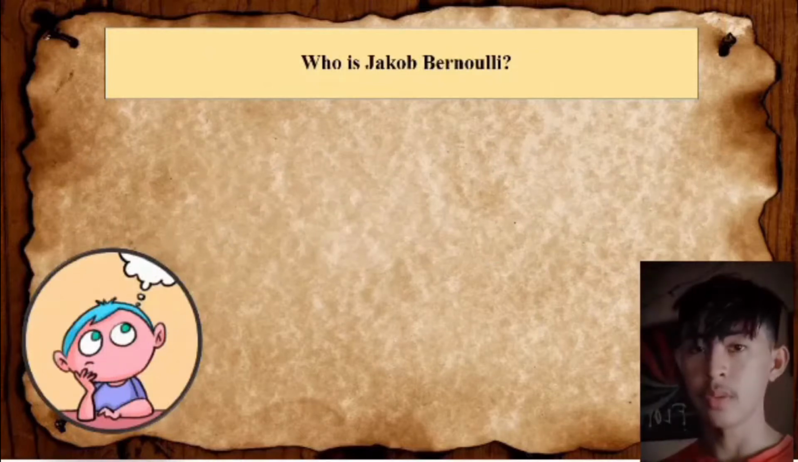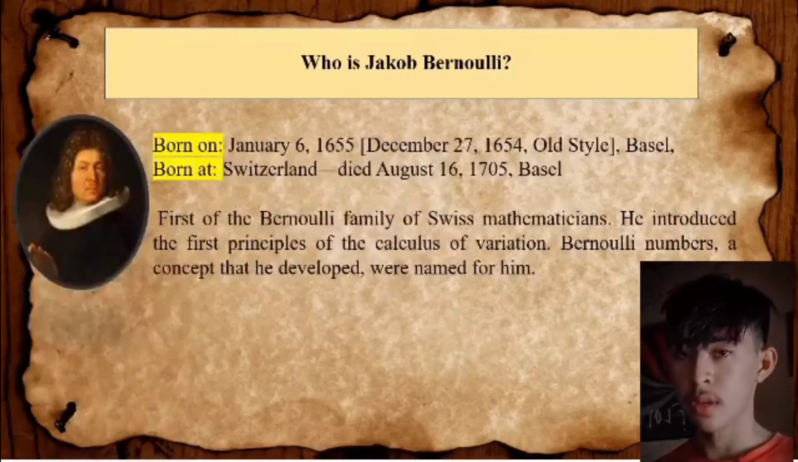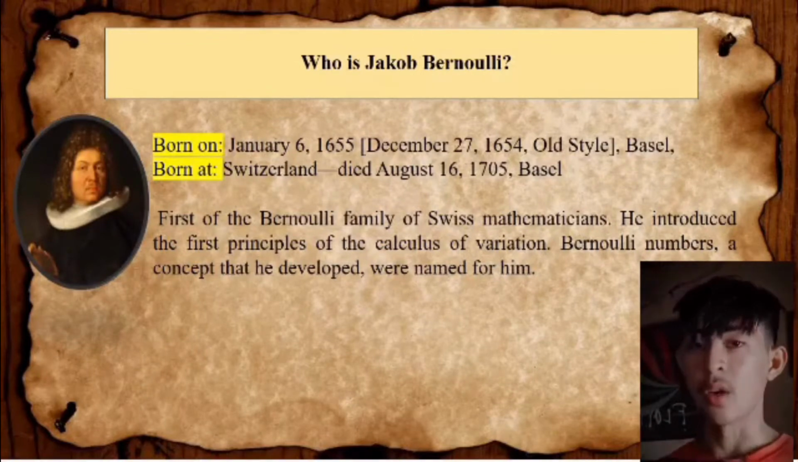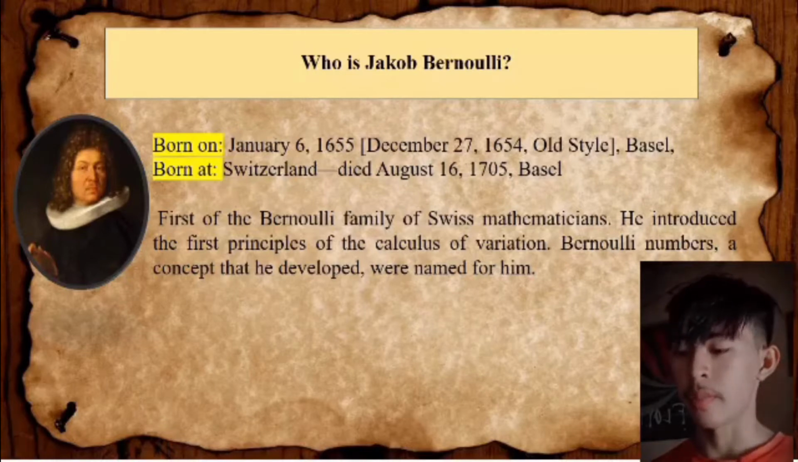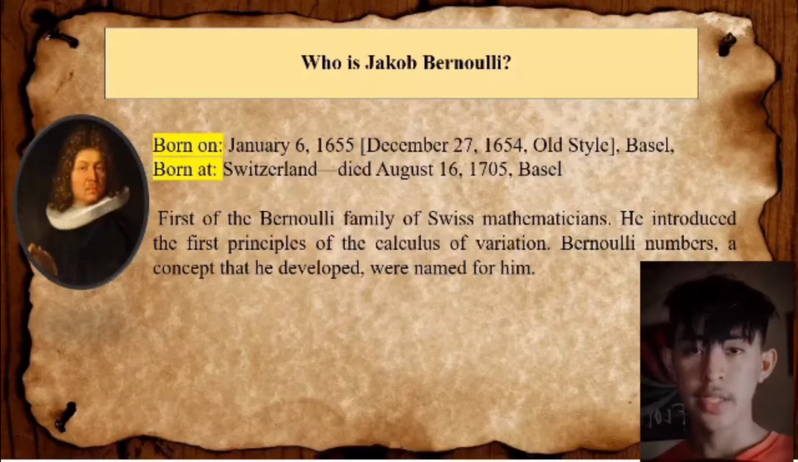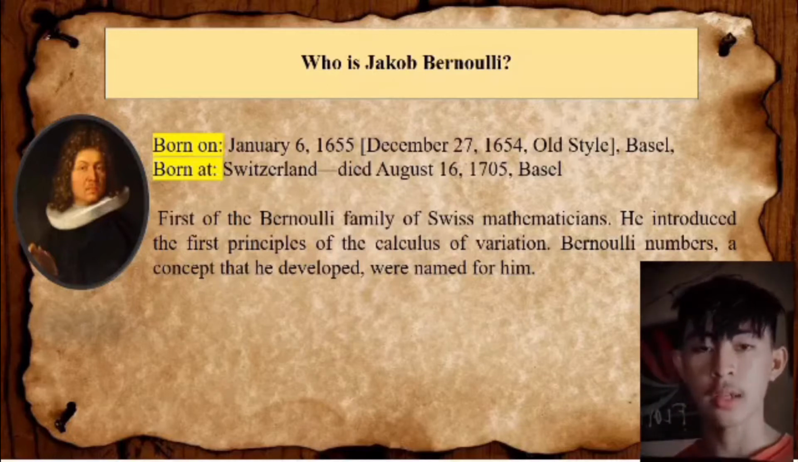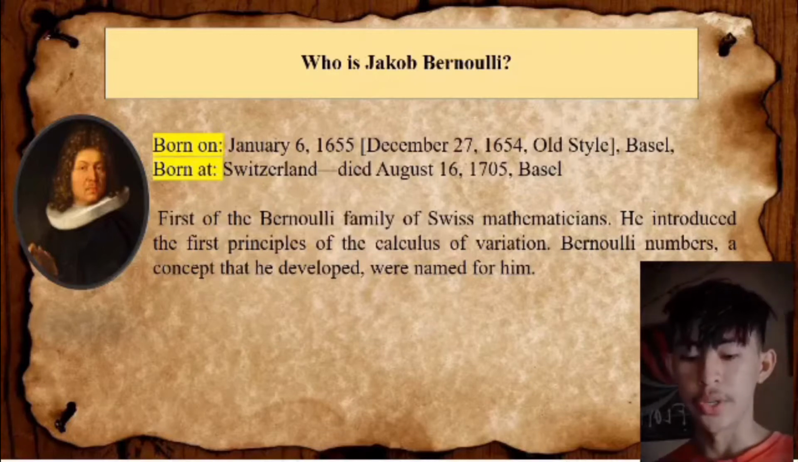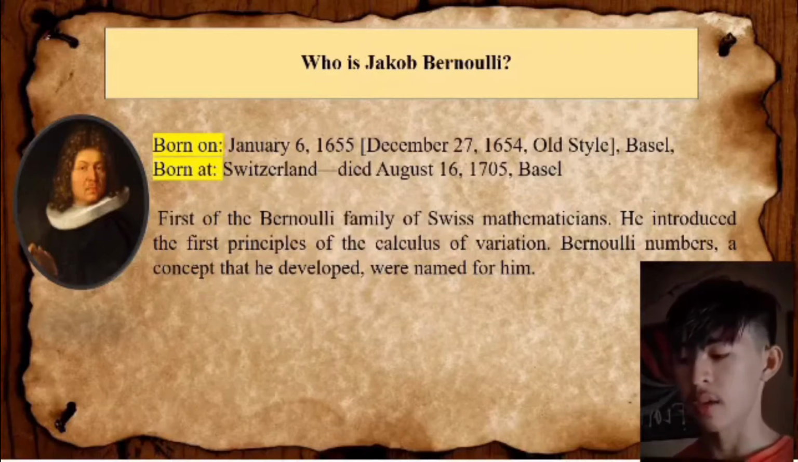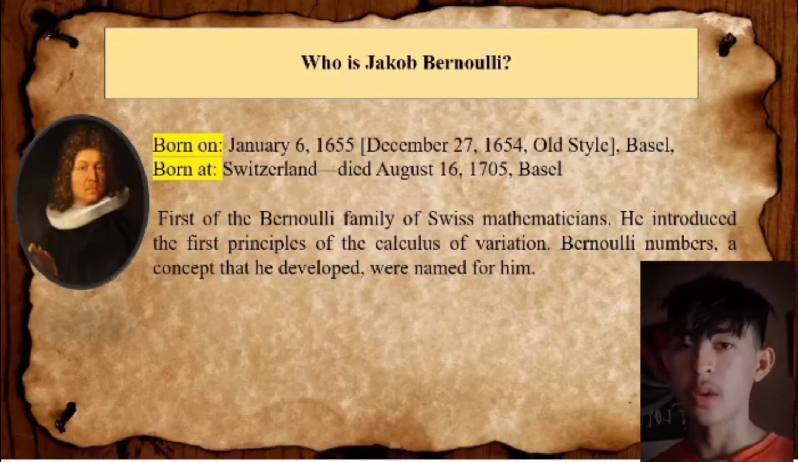Who is Jacob Bernoulli? Jacob Bernoulli, or Jacques Bernoulli, was born on January 6, year 1655, at Basel, Switzerland, and died on August 16, year 1705, also in Basel, Switzerland. He was the first of the Bernoulli family of Swiss mathematicians. He introduced the first principles of the calculus of variations, and Bernoulli numbers, a concept that he developed, were named for him.